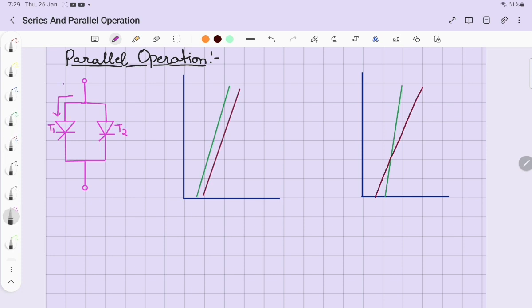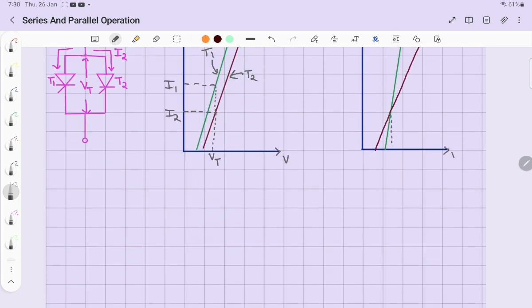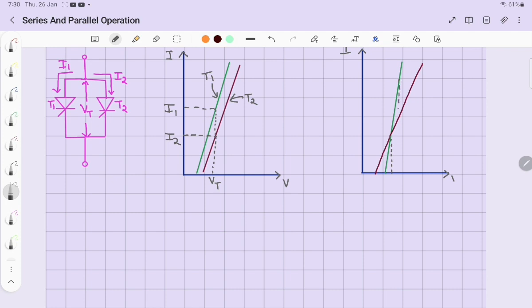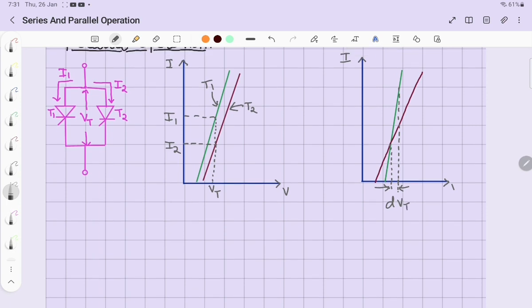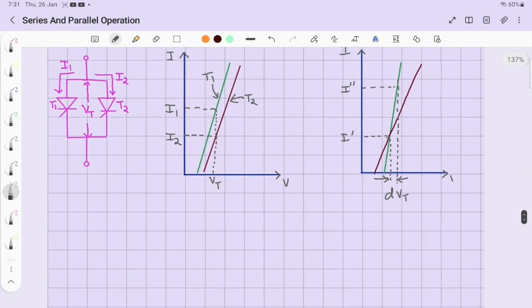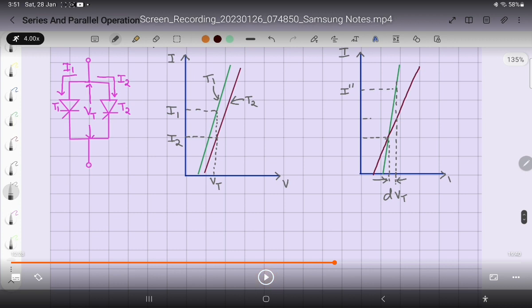Right? Now we will start today's topic, that is the parallel operation. Parallel operation of thyristors is carried out when a high current rating is required. So T1 and T2 are connected in parallel, they will share equal voltage Vt, and their currents are I1 and I2, right? Their characteristic is drawn in the figure. You can see for the same voltage Vt, thyristor 1 is sharing more current I1, whereas thyristor 2 is sharing current I2.